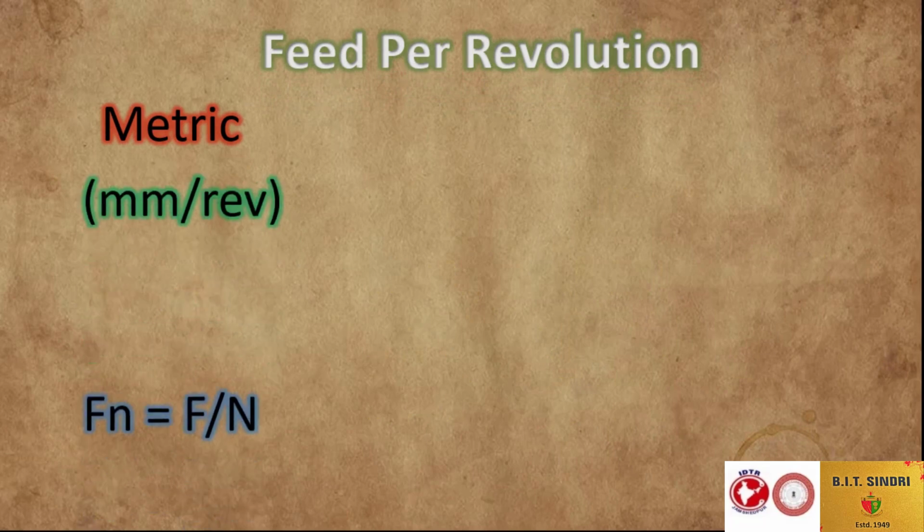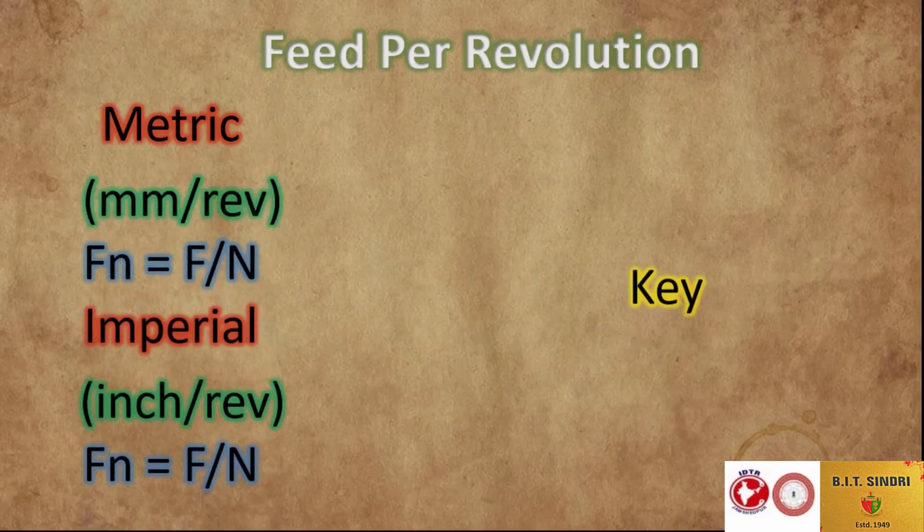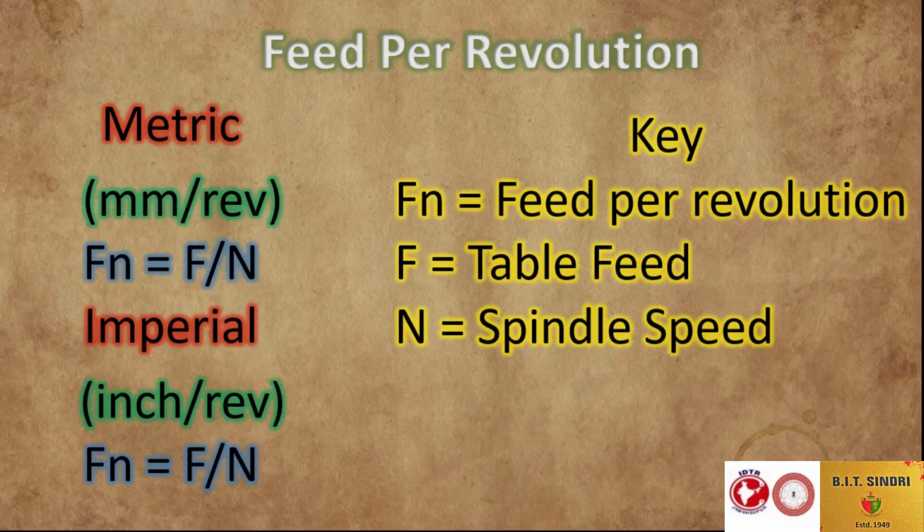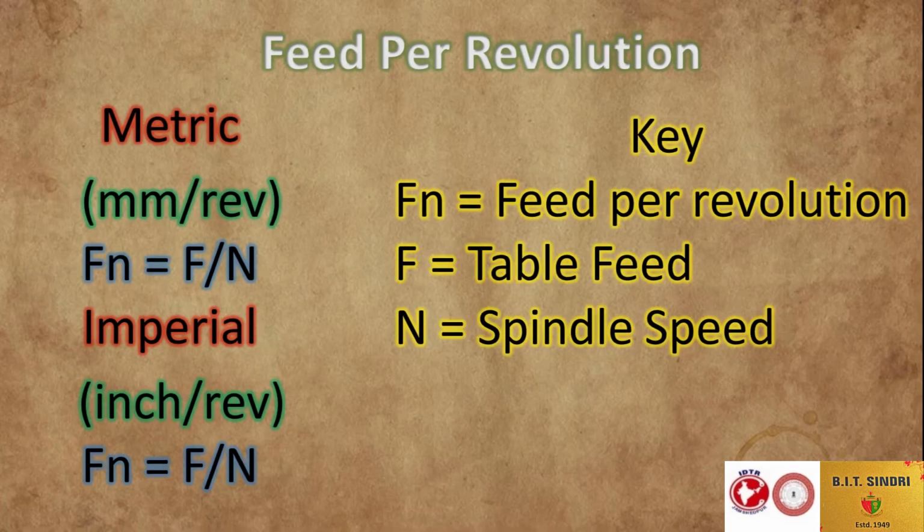Now this equation is in Imperial. It looks exactly the same. What makes it Imperial is the table feed that we give. If we give it a table feed in metric, it will give us a metric answer, and if we give it a table feed in Imperial, it will give us an answer in inch per revolution. So let us do some maths and have a play with this equation to see how it works.